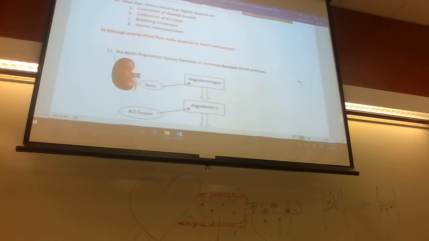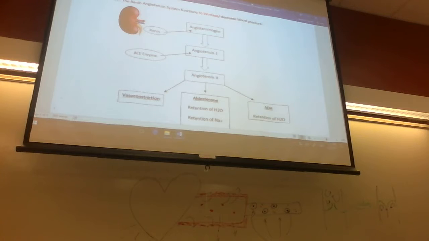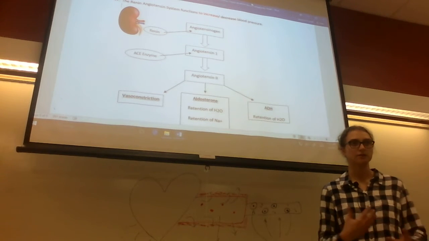So that is that. While we're on the topic of blood pressure, we're going to revisit our Renin Angiotensin System. The Renin Angiotensin System functions to increase blood pressure. Usually it kicks in when we're either dehydrated or when we sever our leg and we're gushing out blood, but typically people are dehydrated more often. So we want to increase blood pressure. We want to increase the volume of blood in our bodies.